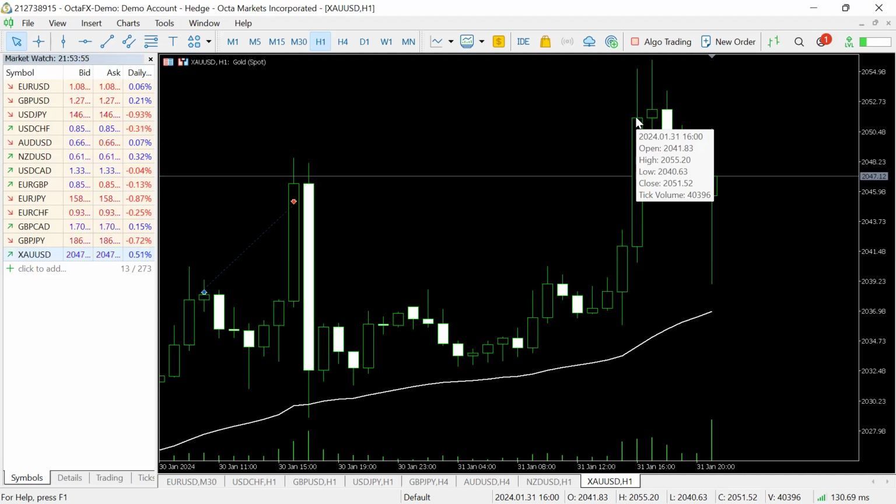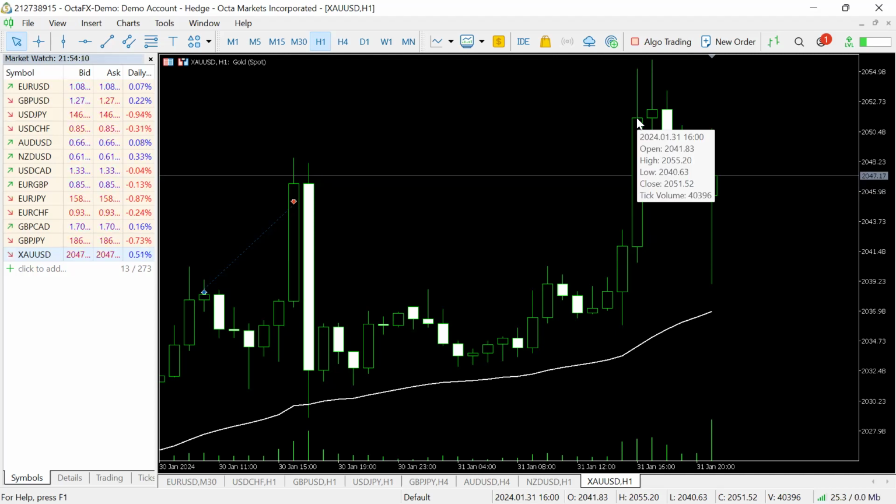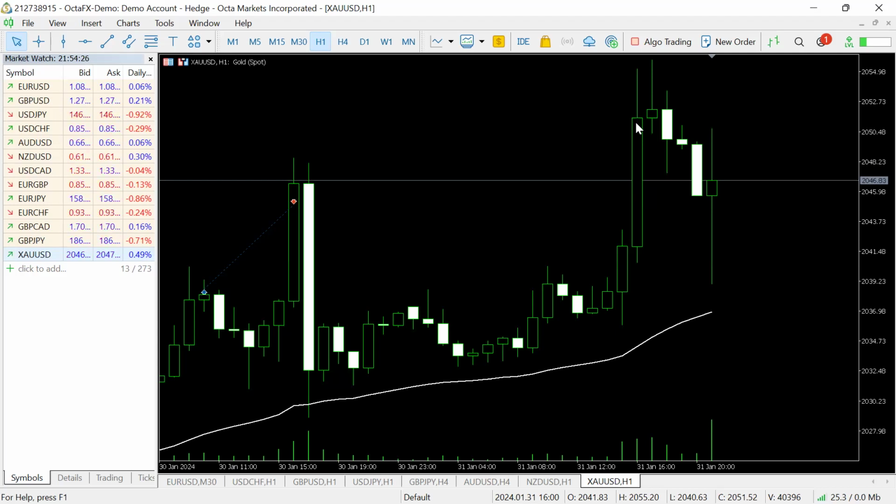This is 16:00, that's 4 p.m. Now, open for this one is 2041.83. So write it down, 2041.83. The high is 2055.20. The low is 2040.63. Then the close is 2051.52. Okay. Have you got to know the levels?